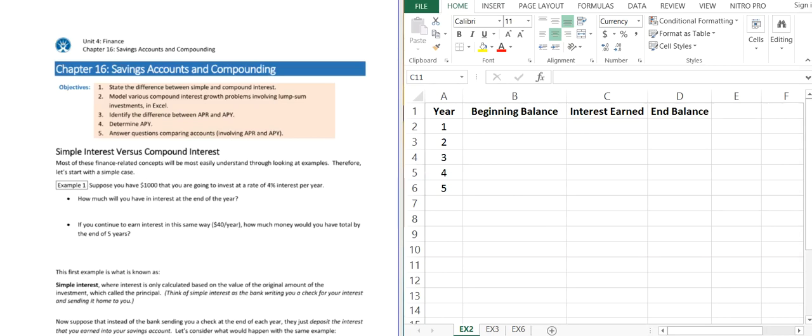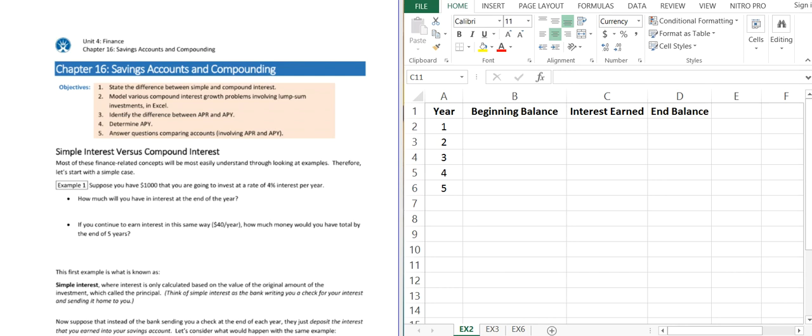So we'll start our finance unit by looking at some savings, and eventually we'll be looking at different savings plans, different types of interest. Here we're going to look at the difference between simple interest and compound interest. We'll look at the differences between the annual percentage rate and the annual percentage yield.